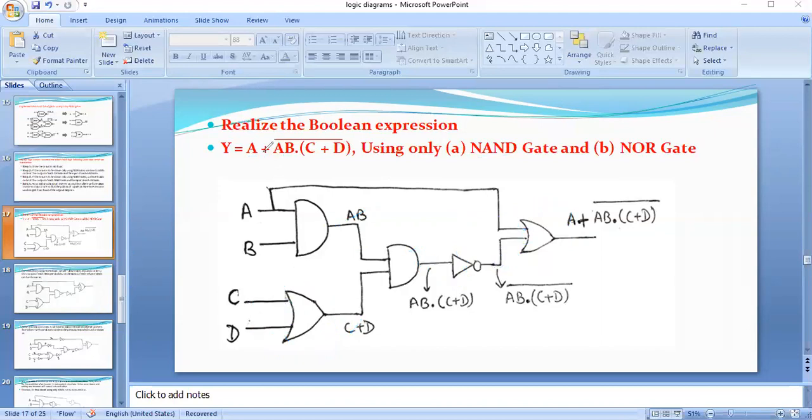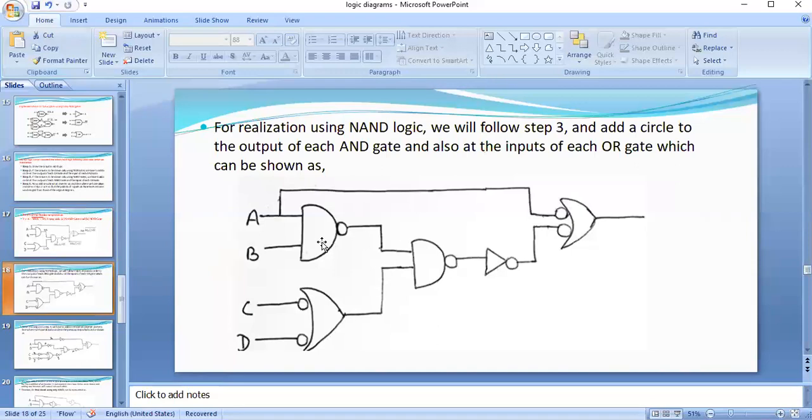So what am I going to do? First draw the logic diagram using basic gates. After that, if you want to implement NAND logic, place a circle at the output of each AND gate and place a circle at the inputs of each OR gate. After that, see here, this is the second step.